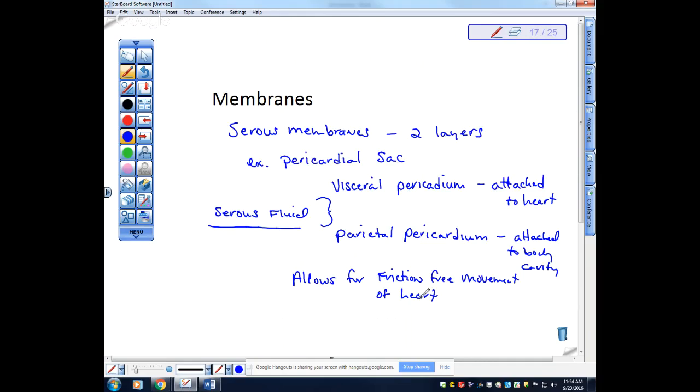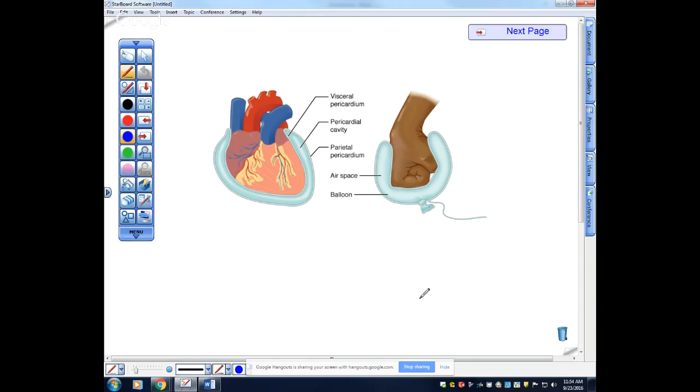And this is described in chapter 1 of your book. And there is an image here. Okay, so this is the cavity, which is filled with fluid. The visceral is on the inside. The parietal is on the outside. And then we have the space that's filled with fluid. And the heart sits in that space. And so when the heart contracts and then relaxes, it moves in this space.